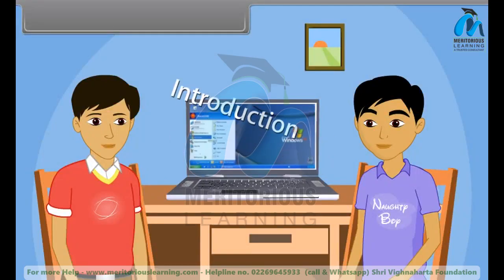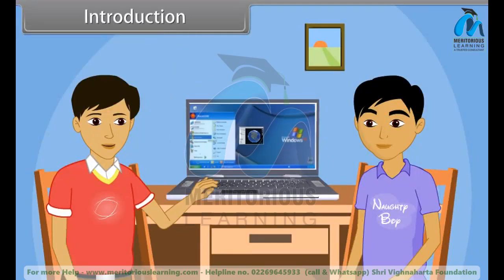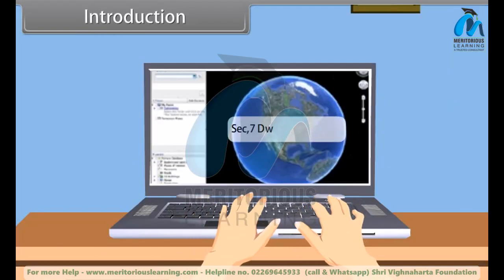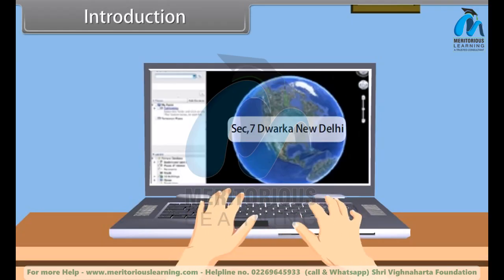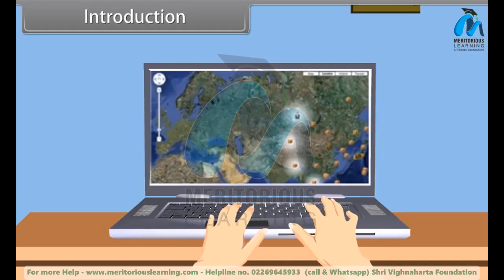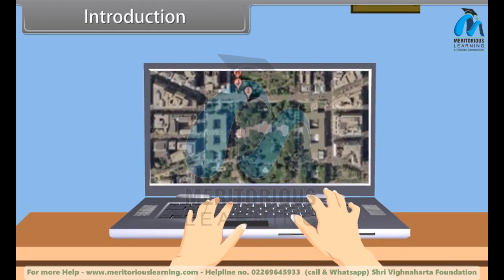Raj, today I will show you my house on my laptop screen. Really? I'd like to see. I'm giving the address of my house. Now I am just zooming the map till my house is visible. See, my home is visible now.